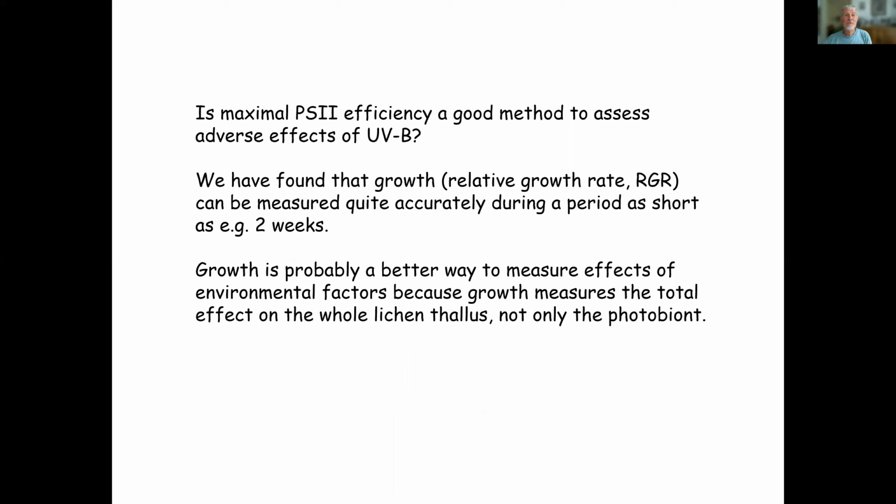So, is maximal PS2 efficiency a good method to assess adverse effects of UVB? Can there be other adverse effects of UVB than reduced PS2 efficiency? We have found that growth, relative growth rate, RGR, can be measured quite accurately during a period as short as, for example, 2 weeks. Growth is probably a better way to measure effects of environmental factors, because growth measures the total effect on the whole lichen thallus, not only the photobiont.